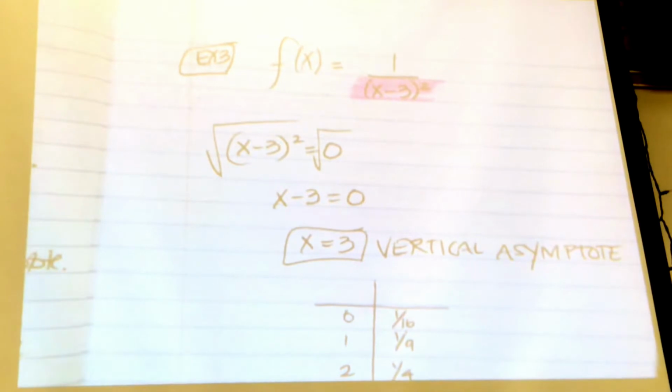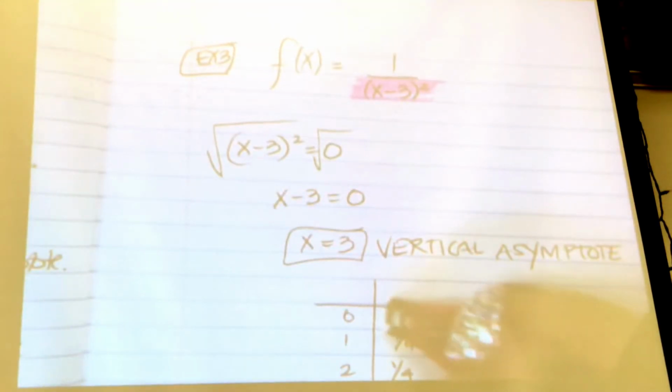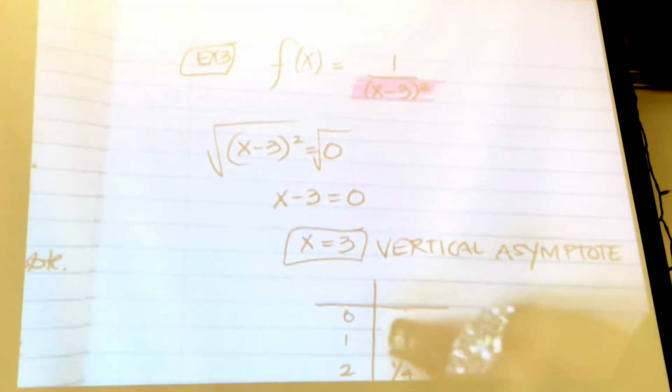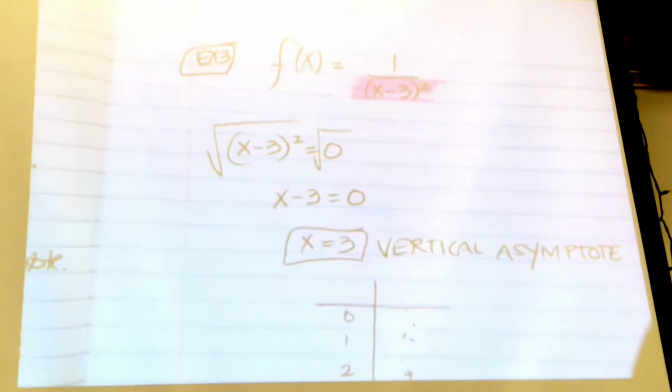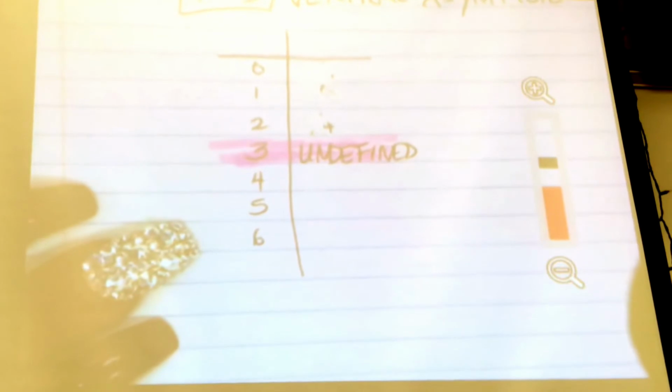Sorry. Let me do that again. When I plug in 0, I get 1 over 9. 1 is 1 over 4, and 2 is just 1.